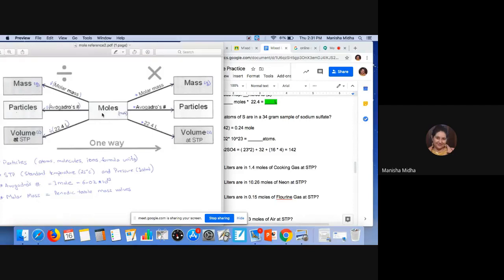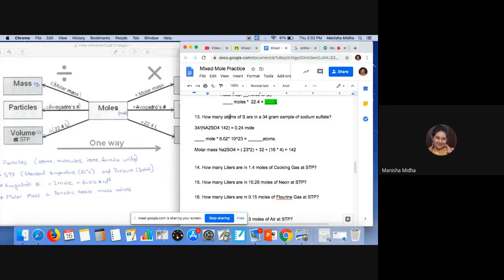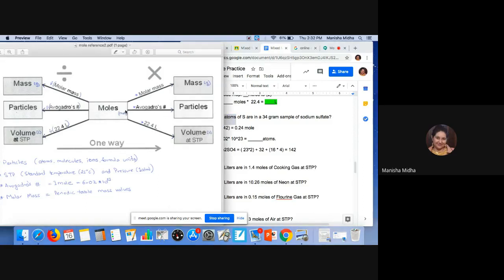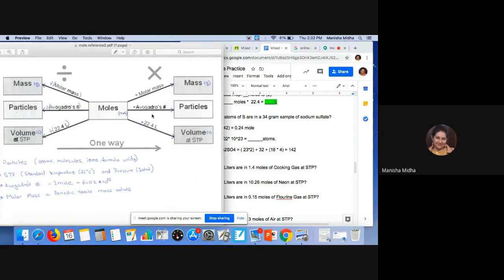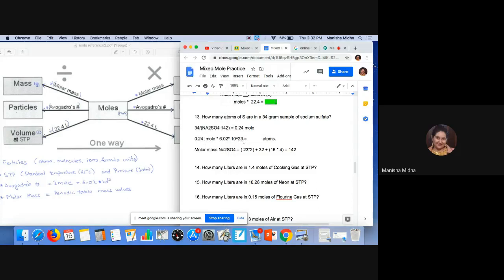So let's go back to our roadmap. We have traveled one direction from mass to moles. We have done our division and we reached moles. And now the second step is going this way to the particles because we are looking for atoms. Atoms are particles. So from moles to particles, I'm going to multiply 0.24 moles times Avogadro's number, which is 6.02 times 10 to the power 23. And that's what I'm going to put in the calculator.